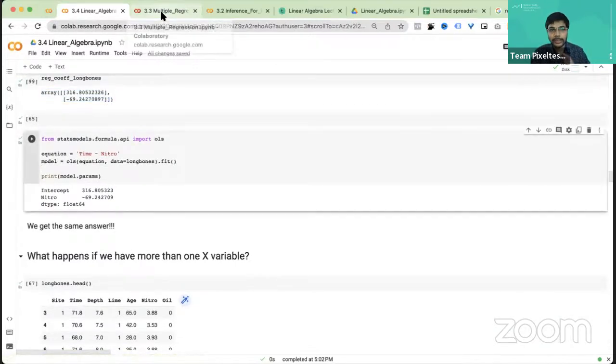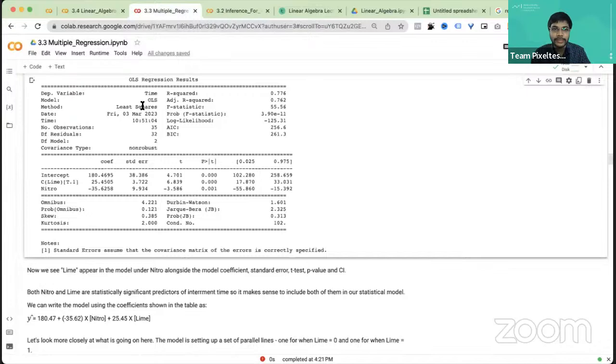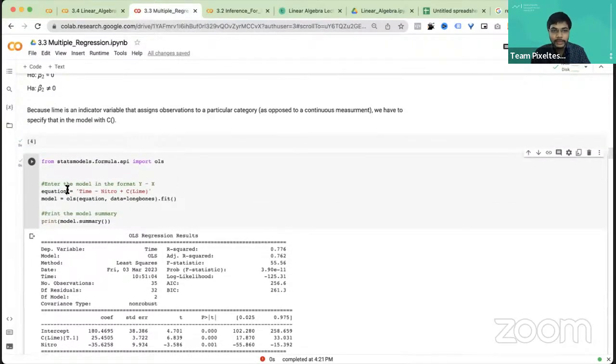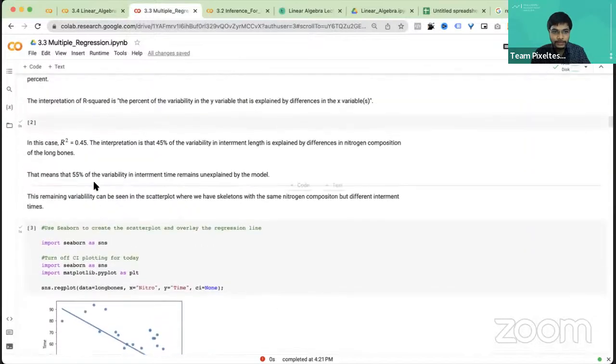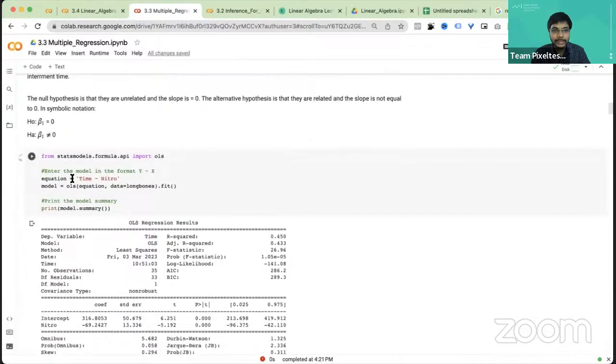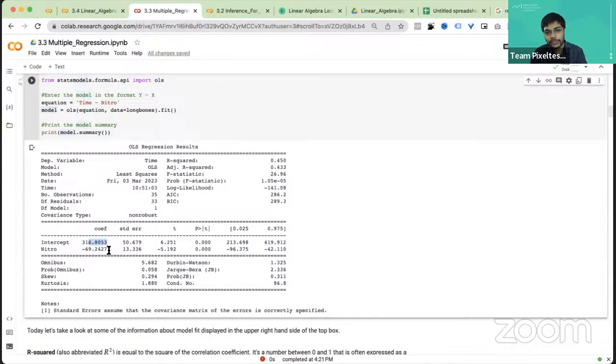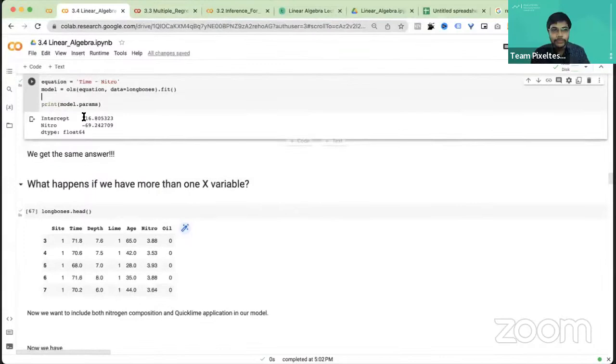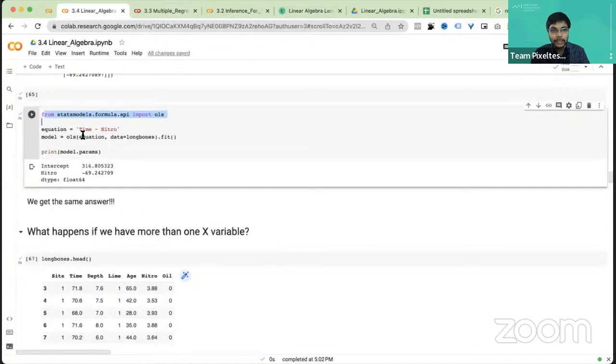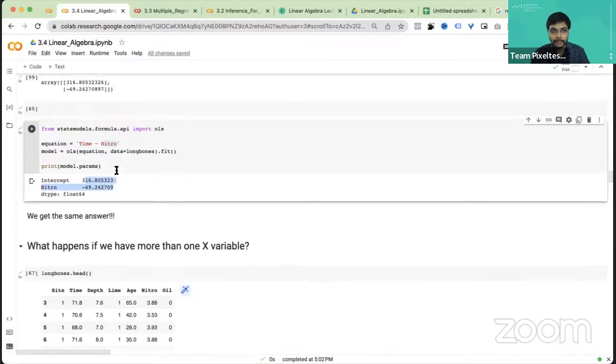Now what we have done previously in our previous session, we did the same thing here, right? We did create an equation. Where is our equation? Yeah. So we just created an equation, said Y with nitro, and created a model and said OLS equation, whatever equation we created, and printed our model, and we got the same coefficients here, right? Now we are trying to redo the same thing. Now, if you see time by nitro, if you do the OLS and get the parameters of the model, intercept and nitro, you're going to get the same thing, right?